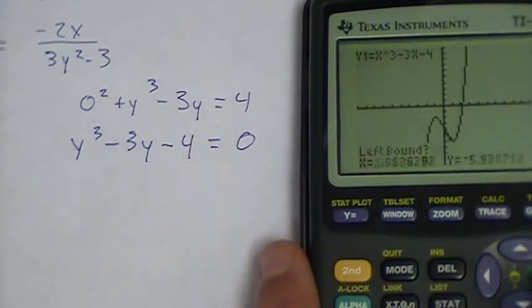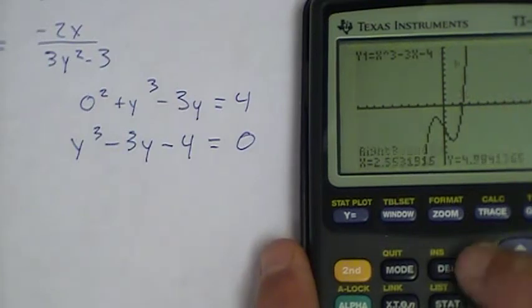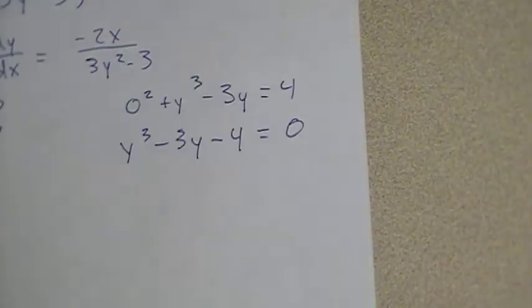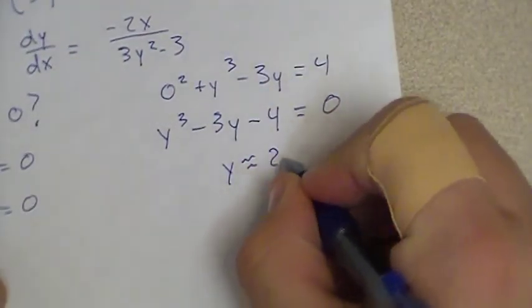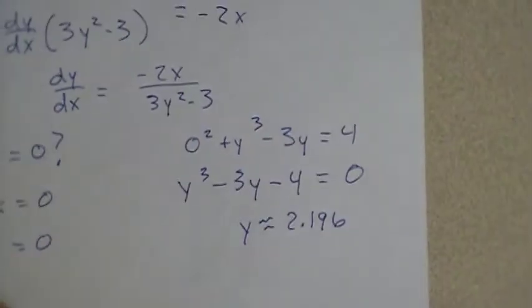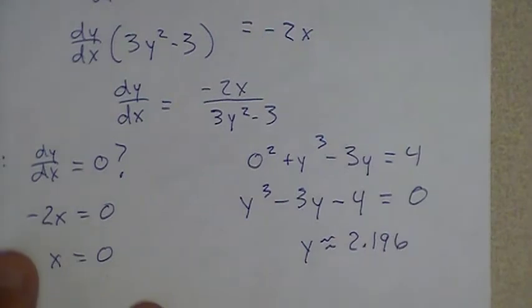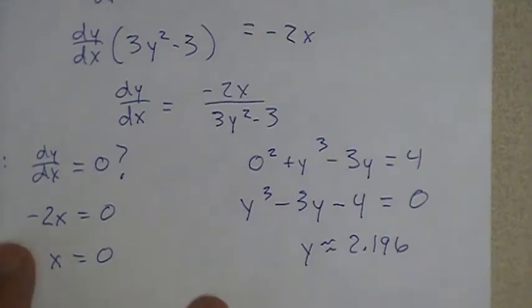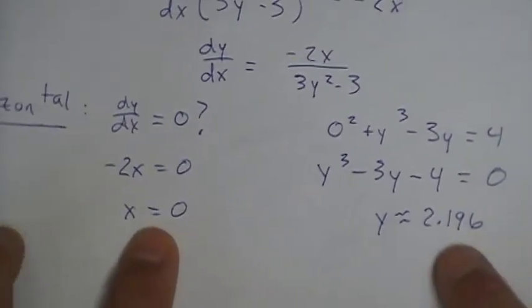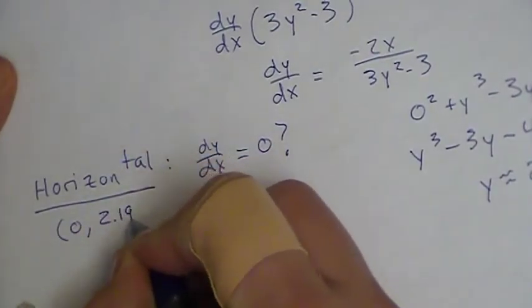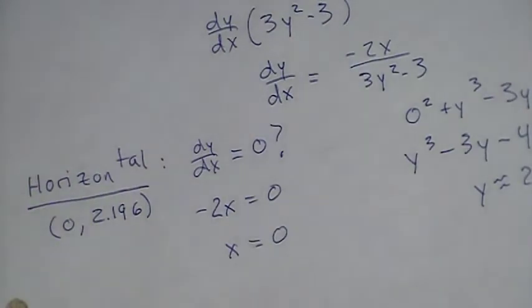So grab the zero feature, your left bound, there's good, right bound, good, guess, there you go. So we get a next value of 2.196, I'll round that to 2.196. So y would be about 2.196. So on this relation, if we had the capability to graph it, and I'll actually show you this graph in a little bit once we do the vertical part of the problem, we should see that the graph has a horizontal tangent line at (0, 2.196). So where do we have horizontal tangents? (0, 2.196).